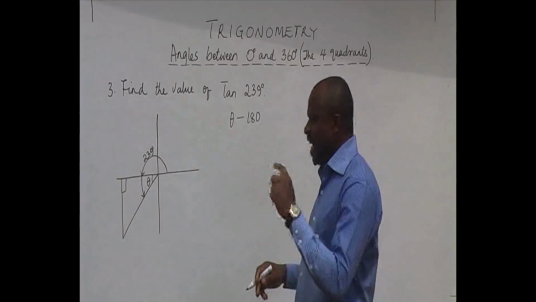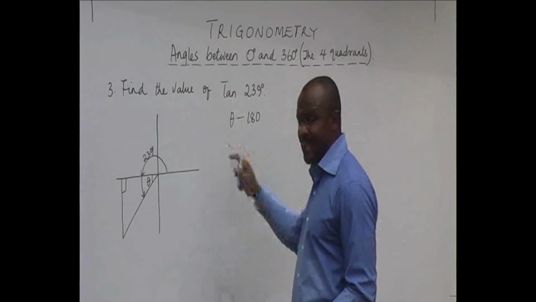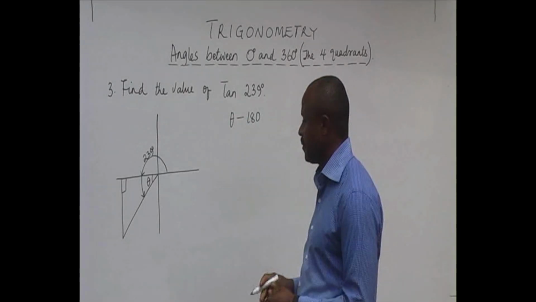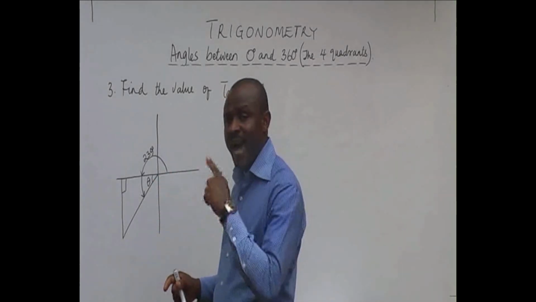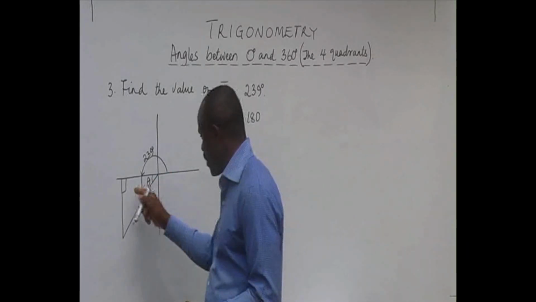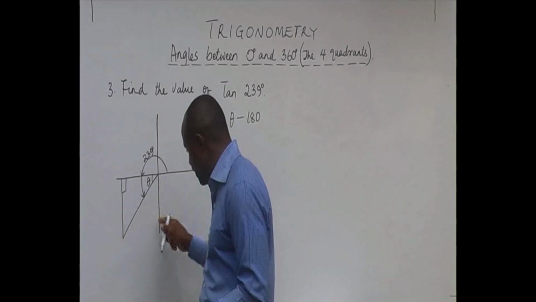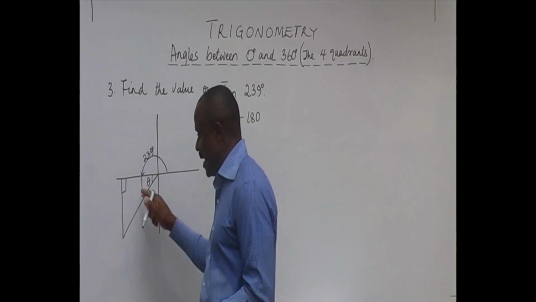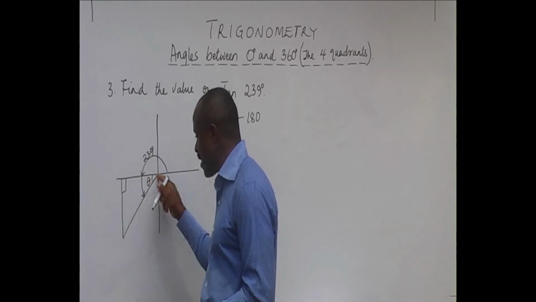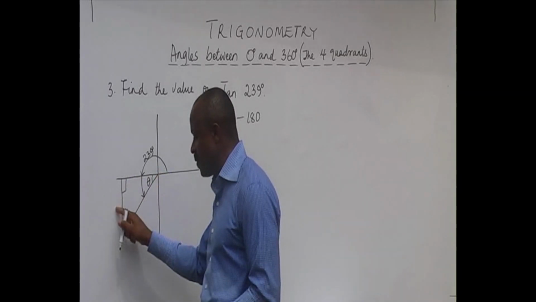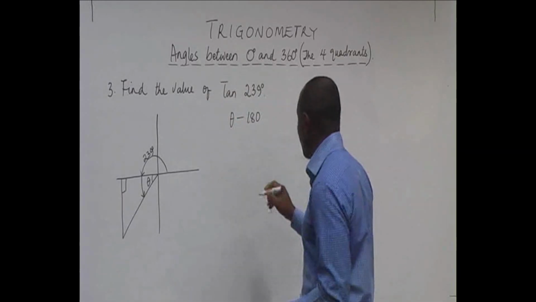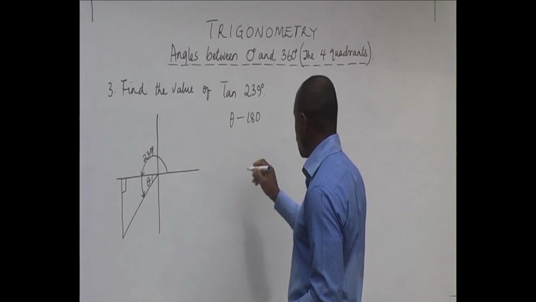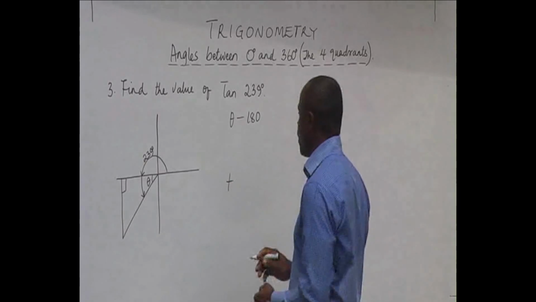Now, in the third quadrant, tangent, is it positive or negative? Tangent is opposite over adjacent. Opposite representing the negative side of the y-axis. Adjacent representing the negative side of the x-axis. Negative dividing negative will give you positive. That means whatever value we have is going to be a positive number.